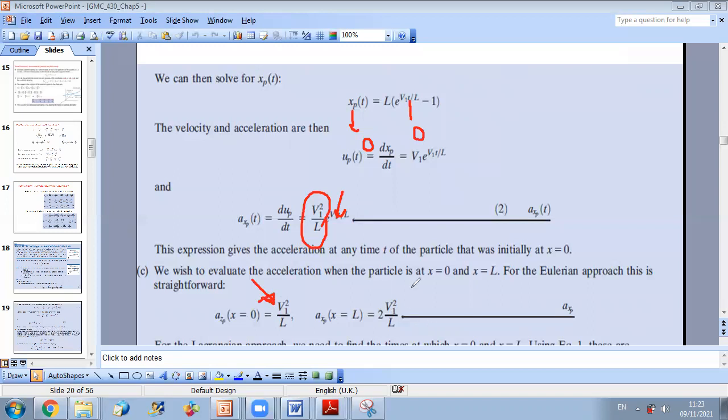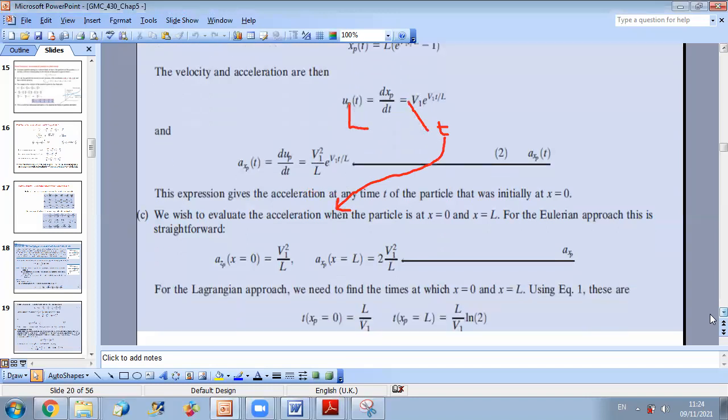Now, for X equal to L, we do the same procedure. We replace here X by L. We find the corresponding value of T, and then we replace back in this relation to get the acceleration, and also obtain the same result. So this means that both methods, of course, will end up with the same result.